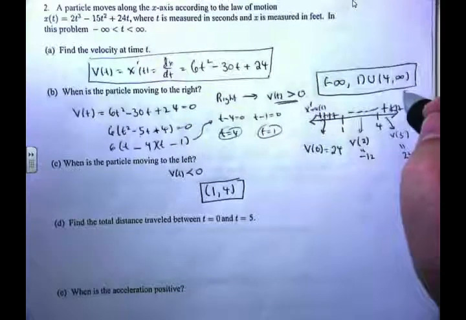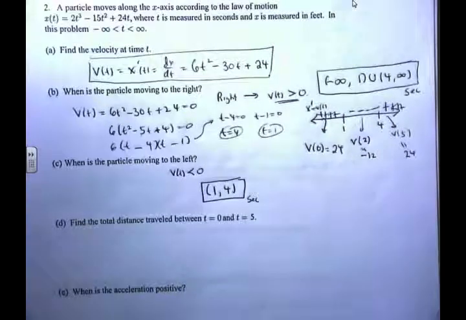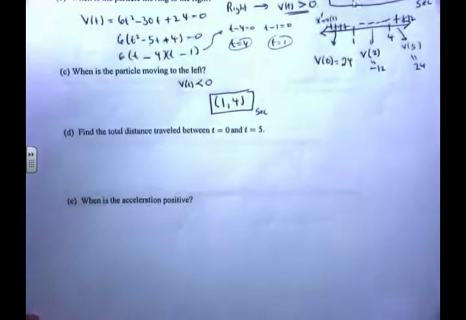And if you want to be fancy about it, these are time intervals, so the units would have been seconds. In the interval between 1 and 4 seconds, for negative, and being the interval between negative infinity to 1 second, union 4 seconds to infinity seconds. It's better than positive. All right.